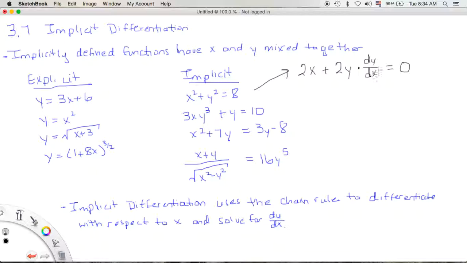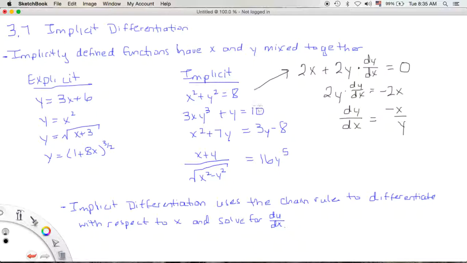Now, all we have to do here is solve for dy/dx, and we'll have our derivative. So we have 2y times dy/dx equals negative 2x. Divide by 2y, and so we have dy/dx equals negative x over y. And yes, you still have y in there as part of your derivative, and that's okay. That's what happens most of the time with implicit differentiation.